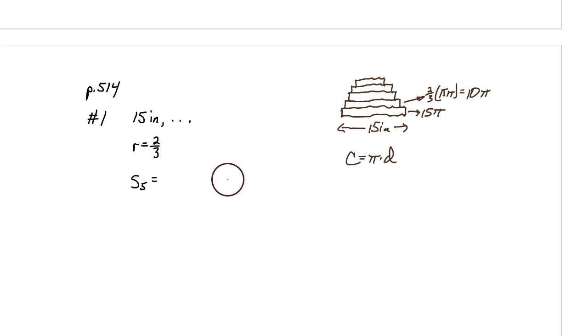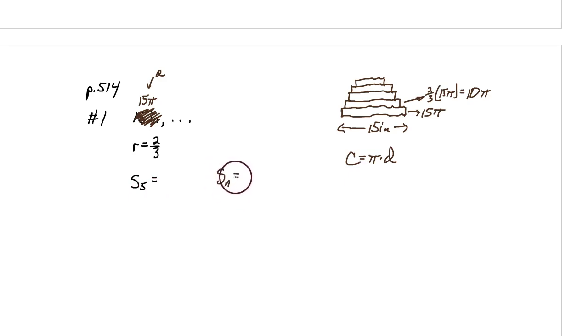So we can consider this a series where our first circumference is 15 pi. I know I wrote 15 inches. That was the diameter, but rereading the question, I see that I want to focus on circumference. So our value of a is 15 pi. Our ratio is 2/3, and we want the sum of 5 cake layers. Yes, let's use the formula.